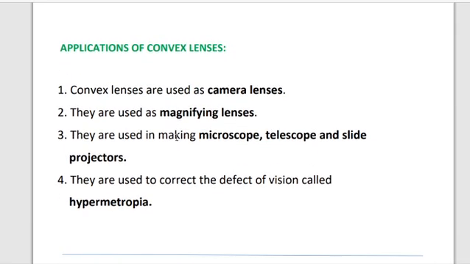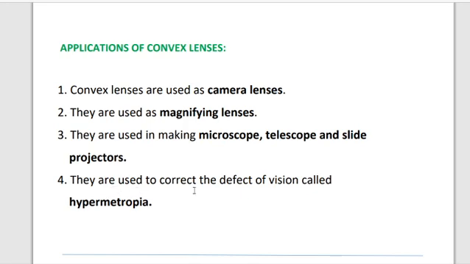Then applications of convex lenses. We use them in camera lenses to focus the particular object. They are used as magnifying lenses. What is magnifying? We take enlarged size, which means we use this type of lenses. Then they are used in making microscopes. A microscope is an optical instrument used for viewing very small objects, for example, animal or plant cells. The size of a cell is very, very small, so we can see it in enlarged size with the help of a microscope. Then telescopes to see larger distant objects, and slide projectors.